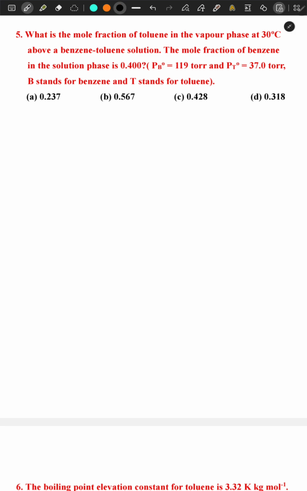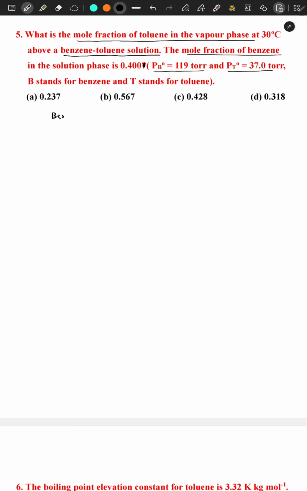Now coming to question number 5. What is the mole fraction of toluene in vapor phase at 30 degrees Celsius above a benzene toluene solution? And they have given the mole fraction of benzene in the solution phase as 0.400. And then P naught B is of course the vapor pressure of benzene in pure state. P naught T, the vapor pressure of toluene, is given as 37 torr. So you remember they have given two components.